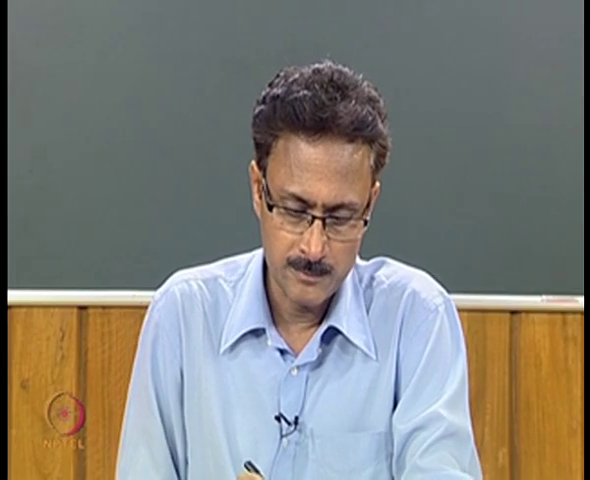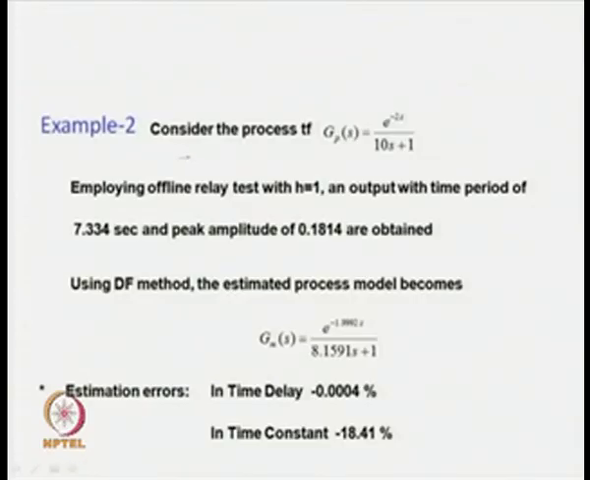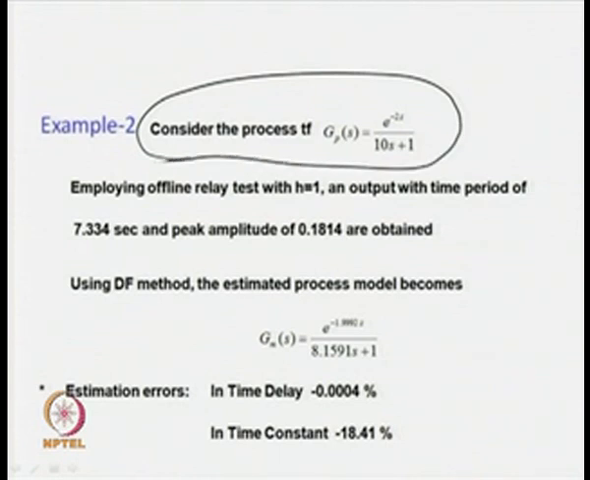Let us go to the second example. In this example, we consider a process of dynamics G s is equal to e to the power minus 2 s upon 10 s plus 1. So, the original process has a steady state gain of 1, a time delay of 2 and a time constant of 10.